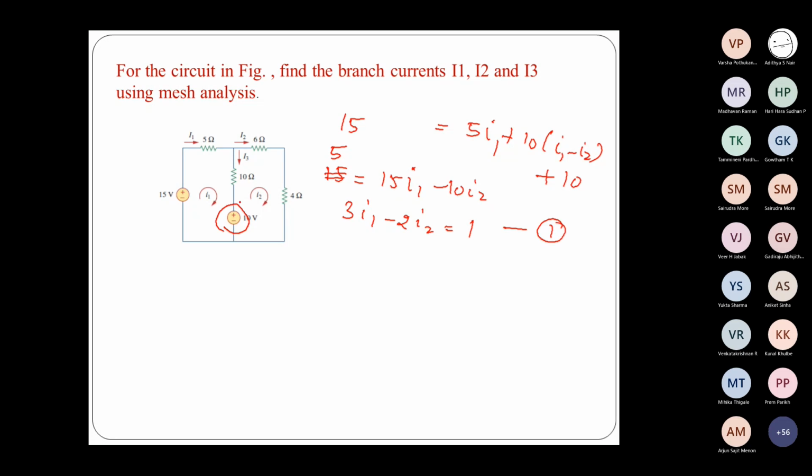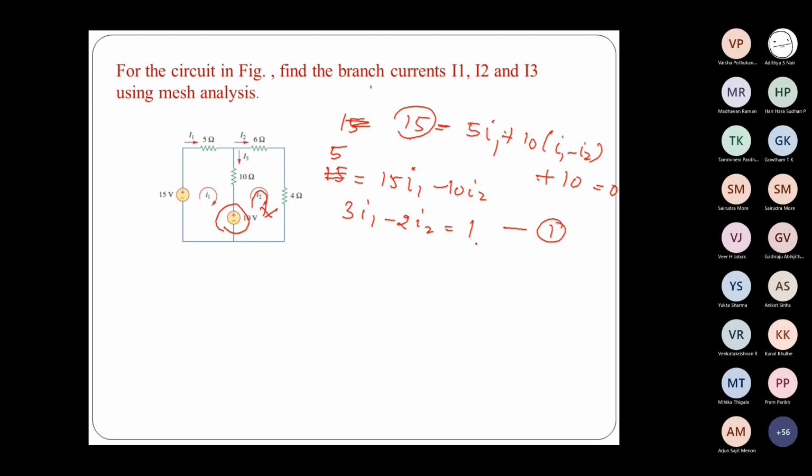Now let us apply KVL and write the voltage equation for loop 2. Ma'am, actually in the first equation, why didn't we write minus 10? Why we didn't write minus 10? Because we have written it as sum of the voltage rises is equal to sum of the voltage drops. So this is a rise and all these are drops. If I'm combining in a single equation, then this will also be minus, this will also be minus, and this will also be minus and equal to 0.